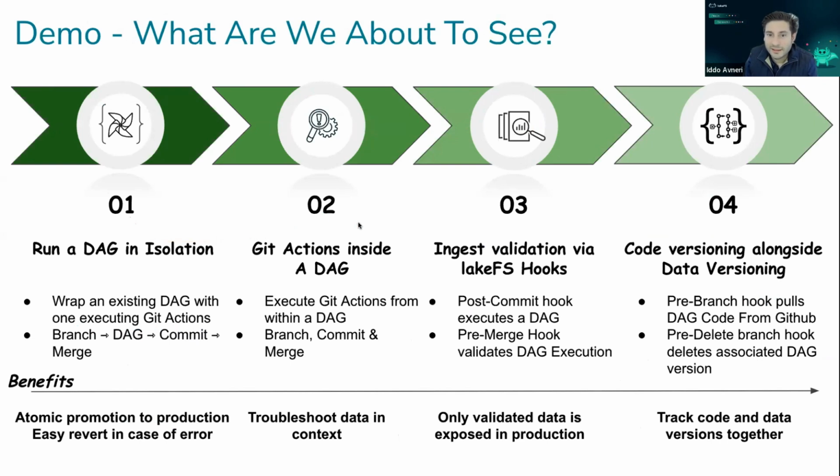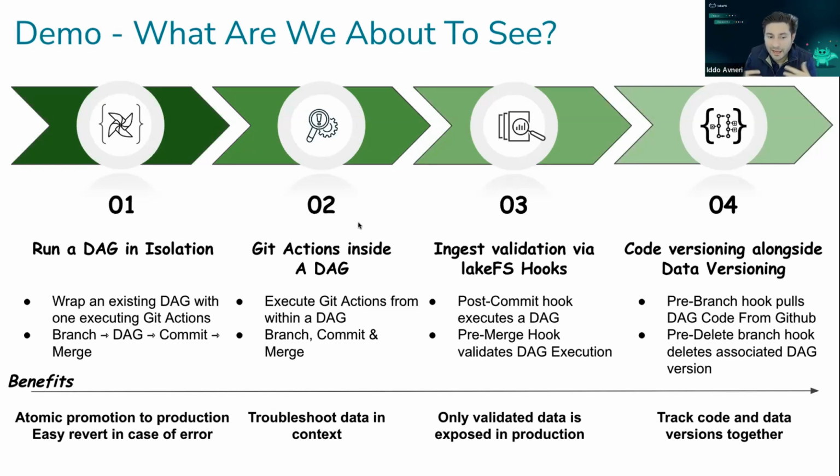We're going to start with the most basic environment, which is: I already have Airflow, I have DAGs running in it, and I want to integrate data version control together with my existing Airflow DAGs. And what we're going to show there, and Amit will talk about it in more detail, is the ability to branch out, run an Airflow DAG, and merge the results back in.